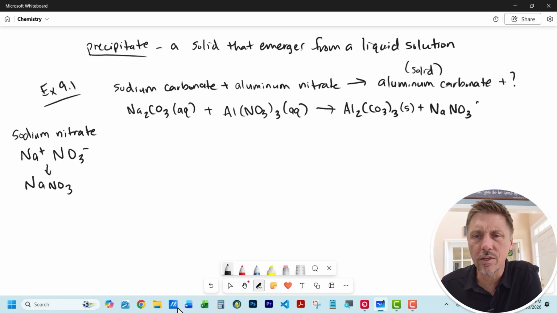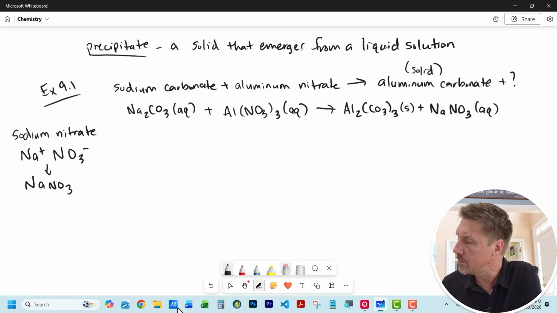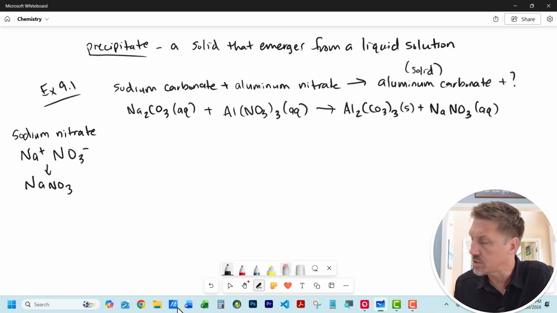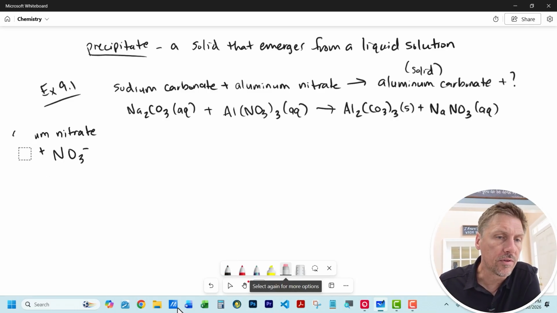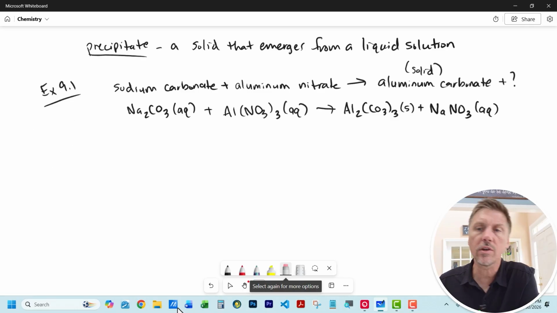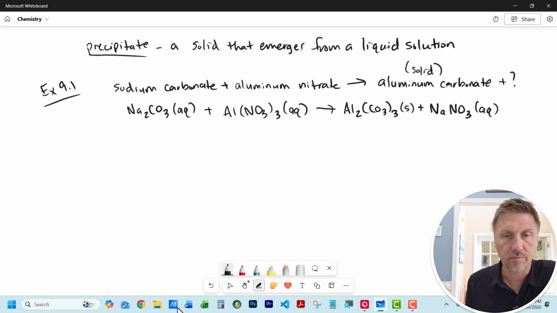And again, this one's just going to be aqueous. It's going to remain in that liquid form. They didn't tell us that it was insoluble in water, right? So it's going to stay dissolved in the water. All right, so there's our chemical equation, but we have to make sure that it's balanced, right?